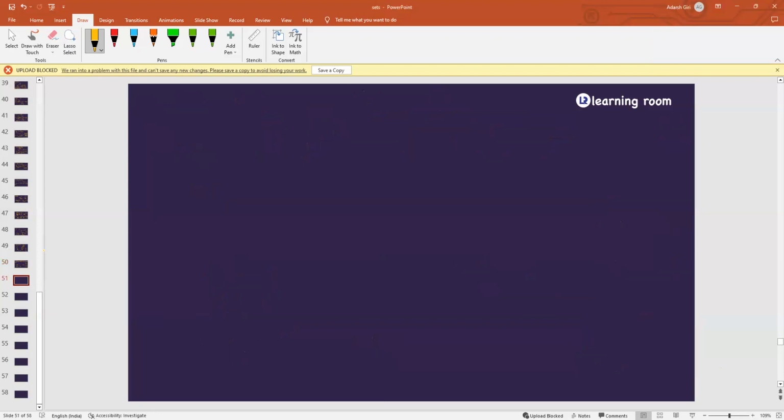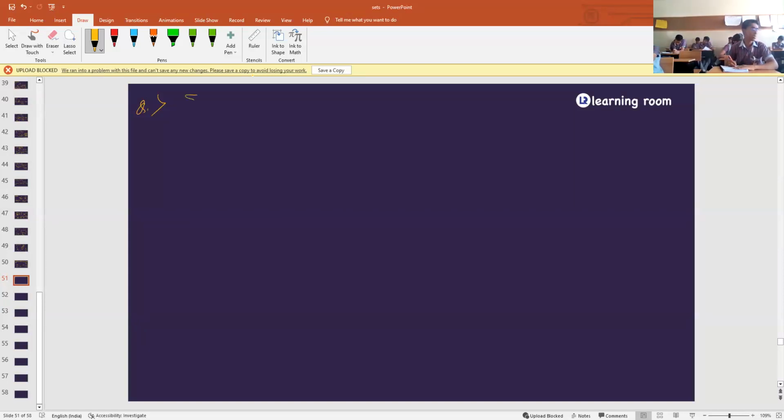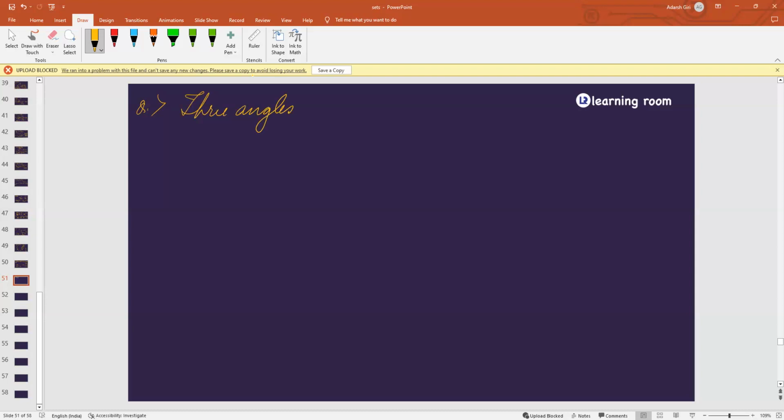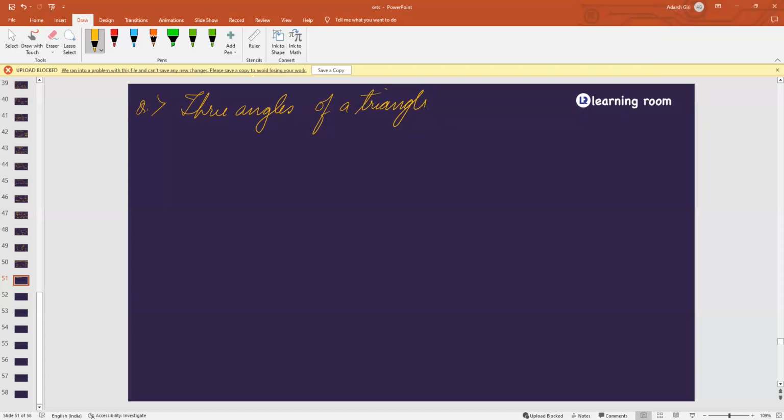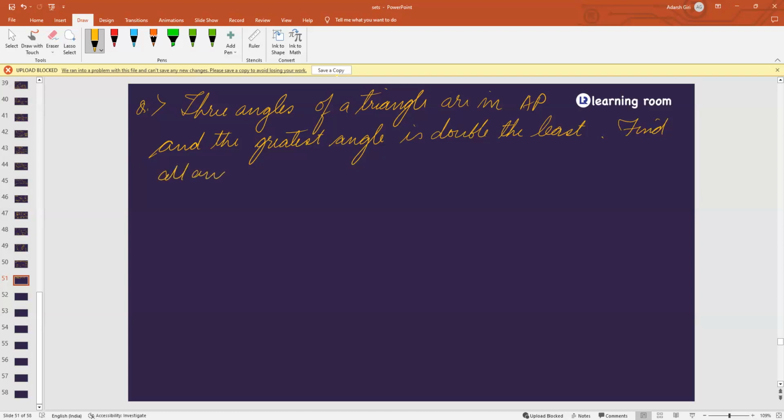All right. Yes, so one last question for today. Sir. Question says that three angles of a triangle are in AP. And the greatest angle is double the least. Find all angles in degrees and radians. Do it.